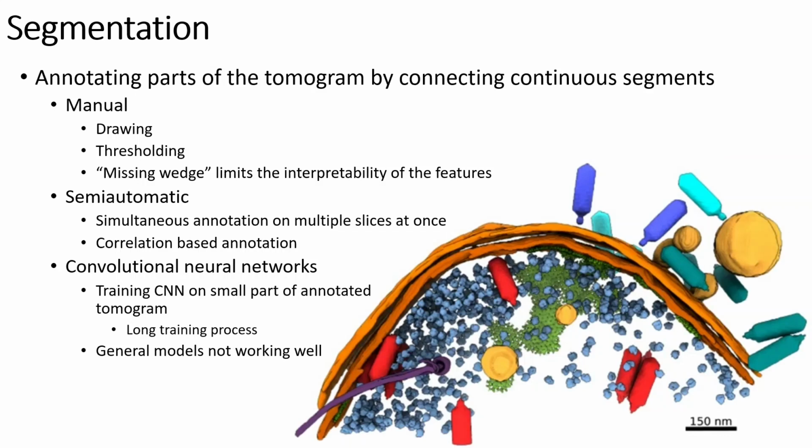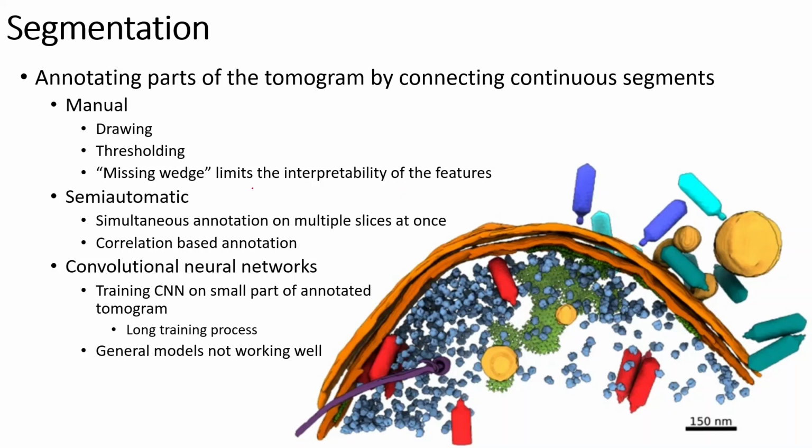So segmentation is a very tedious process. It's annotating usually manually the parts, although nowadays it's starting to be more and more automated. So you are connecting continuous segments, either by manual drawing into the tomogram. You are taking a slice of your tomogram, and by drawing lines or objects into it, you are creating a separate layer where you are annotating the parts depending on the features. There are some filters, thresholding filters, that help with this. Usually the main problem here is the missing wedge artifact, which limits the interpretability of the features on the top and the bottom of the tomogram.